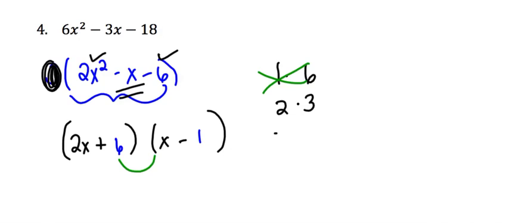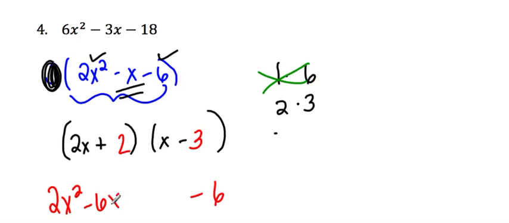Let's try something else. Let's try the 2 and the 3. If I put a 2 here and a 3 here, then 2x times x would be 2x squared. 2 times negative 3 would be negative 6. 2x times negative 3 for my outer would be negative 6x. And then 2 times x would give me positive 2x. That gives me negative 4x, and I just need a negative x. So that doesn't work. If I switch these signs, the only thing that's going to do is change that to a positive. So if this was a positive 3 and this was a negative 2, that would be positive 6x and negative 2x, giving positive 4x.